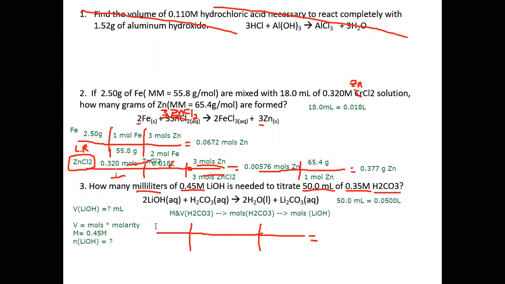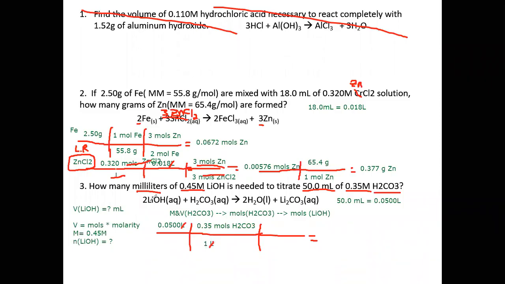So we'll start with liters here. Now for liters, we know that 1 liter is 0.35 moles of H2CO3. So that's the molarity. It's a 0.35 molar solution, which means there's 0.35 moles of carbonic acid in 1 liter of solution. So notice here, the liters cancel.